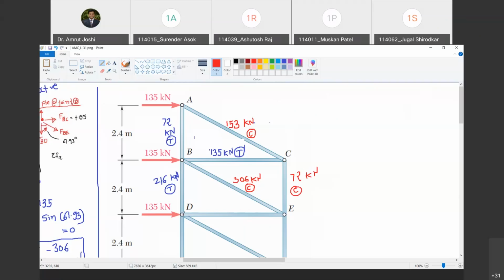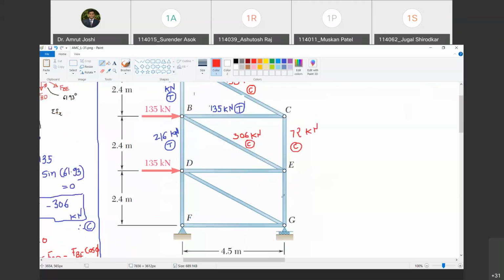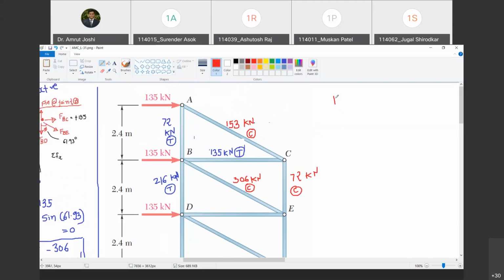Now I have two choices. I can draw free body diagram of joint D or joint E. Which one do you think should we draw? E. Yes, because at D, how many unknowns are there? At D, we have unknown DE, force in member DG, and force in member DF. There are three unknowns. Whereas, if I look at E, I know already the force in member BE and force in member CE. So only two unknowns are there, force in member DE and force in member EG. Do you agree with me? Yes, sir.